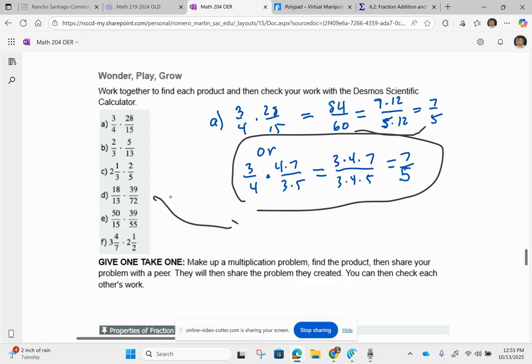Maybe we should do D before we finish this one here real quick. That 18 over 13 is equal to 2 times 9 over 13, and then we know that 39 over 72 is 3 times 13 over 9 times 8. So when multiplying those together, I get 2 times 9 over 13 times 3 times 13 over 9 times 8. And so when we multiply that, we are going to simplify first.